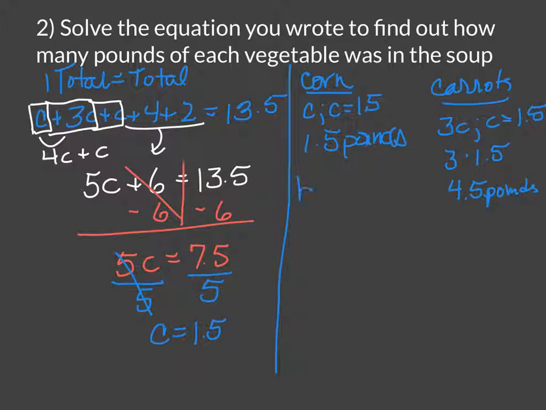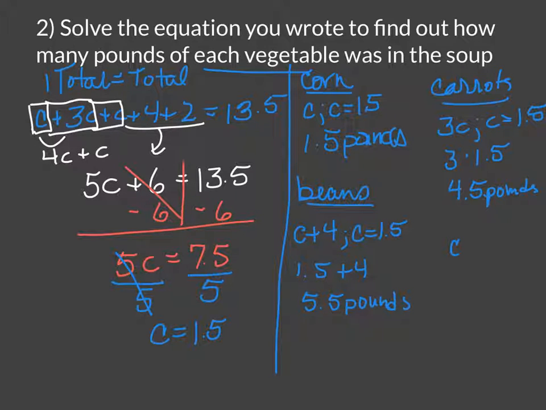Next, I have beans. The expression I wrote for the beans is C plus 4. Separate that out and say that C equals 1.5. Substitute in, I've got 1.5 plus 4, which of course is 5.5 pounds of beans. I don't want to forget my given because it did say each vegetable. So the given was celery, and I know that that was 2 pounds.